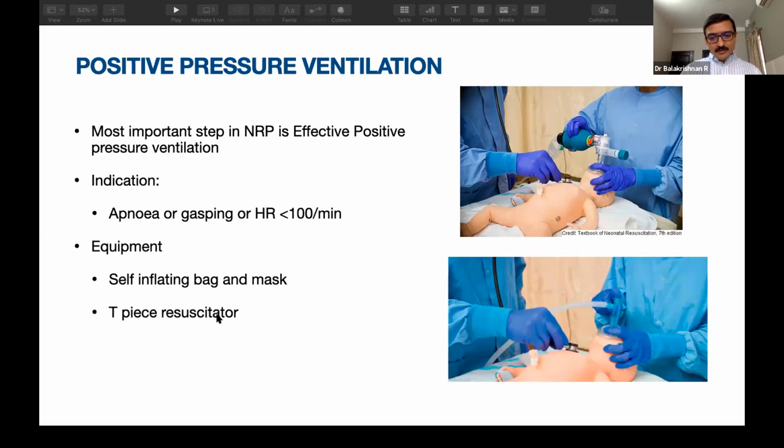So the alternative is the T-piece resuscitator. The advantage of the T-piece resuscitator is we're able to give PEEP and we're able to decide the PIP that needs to be delivered to the baby. But the disadvantage is it's expensive and we need a compressed source of gas to run the T-piece resuscitator.